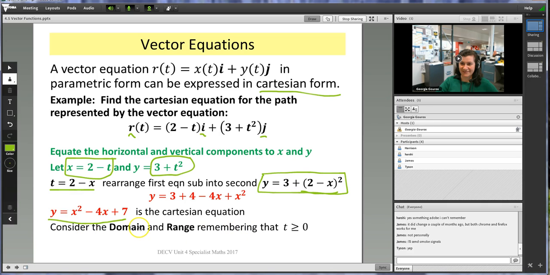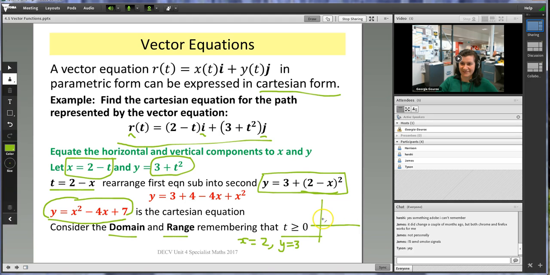So this parabola is the Cartesian form of this vector equation. But there are some things you need to remember. When you're dealing with motion, time is always greater than or equal to 0. So this path is restricted in its domain and range because of the time variable. So at t equal to 0, x is going to be equal to 2, and y is going to be equal to 3. And this is actually the starting position of this path here.